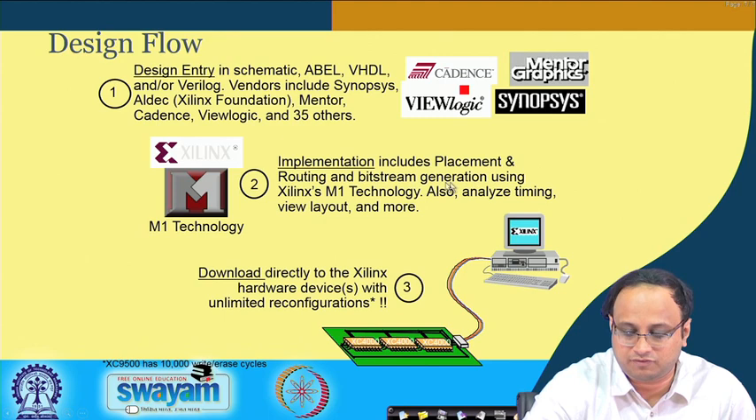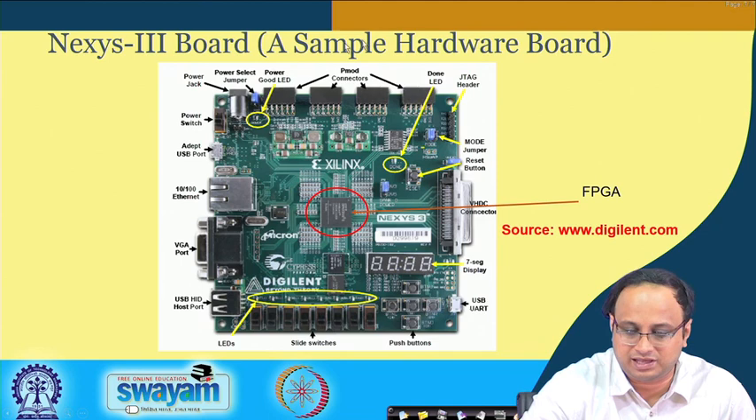Once the bitstream generation is done, you can download that bitstream through a port, which is often the JTAG port, and you can configure the FPGA to work as you wish. So you can reconfigure the FPGA. This is how the overall design flow looks, and what I will show you is one of the sample boards which you can probably get access to, a relatively low cost FPGA device.